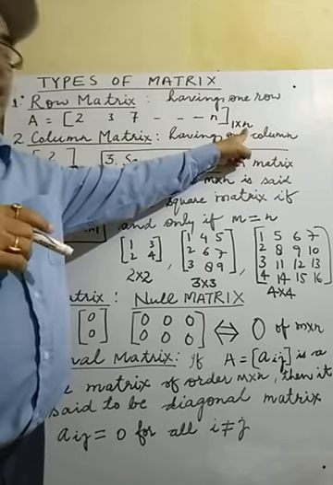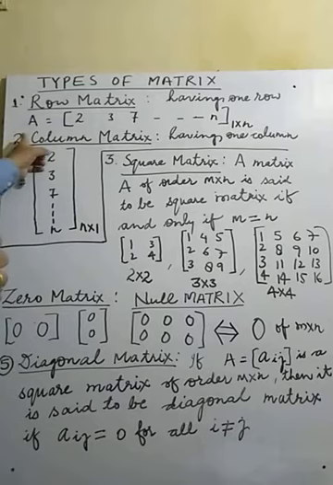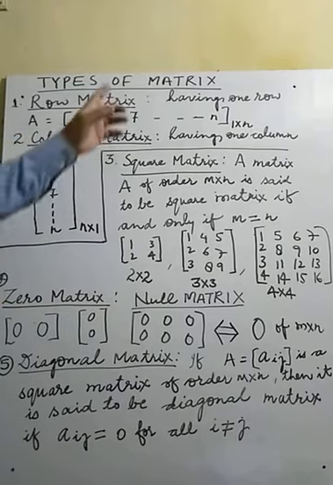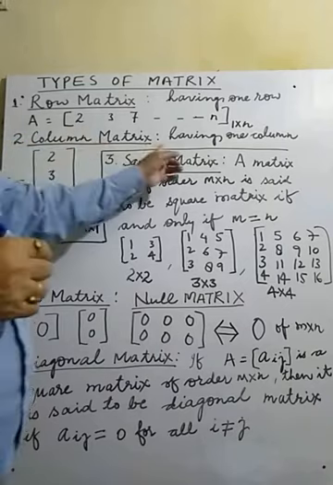Now let us consider the second type of matrix. And what is the second type of matrix? This one is column matrix. What is a column matrix? A matrix having only one column. In the previous one, it was only one row. But here, how many columns are there? Only one column. Since it contains only one column, that's why this matrix is called a column matrix.